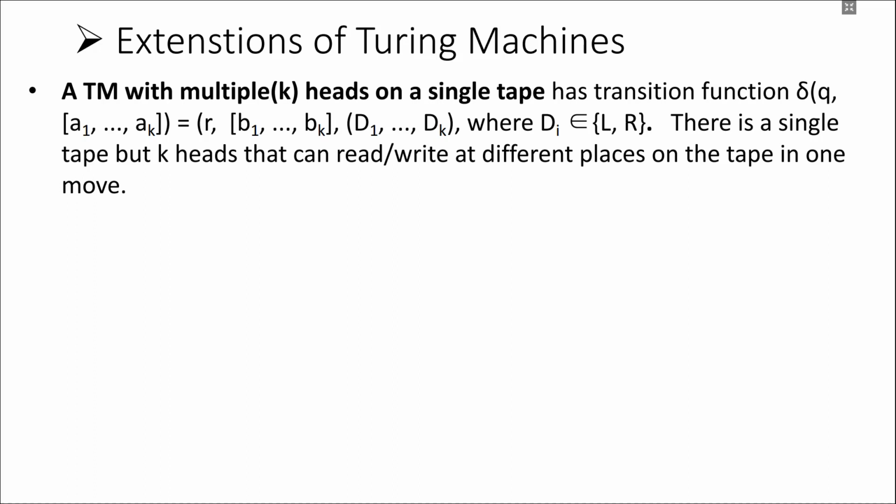According to the transition, the machine will move to state r. Head 1 replaces a1 with the symbol b1 and moves to the direction d1. Head 2 replaces a2 with the symbol b2 and moves to the direction d2. And likewise, head k replaces ak with the symbol bk and moves to the direction dk. In summary, there is a single tape but k heads that can read and write at different places on the tape in a single move.